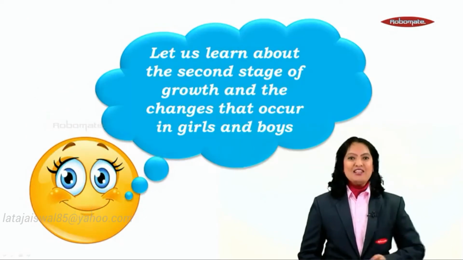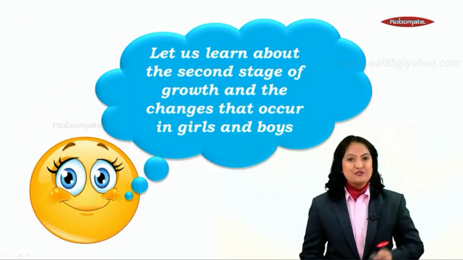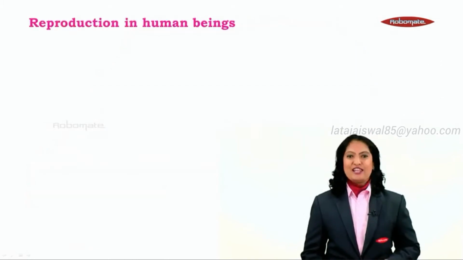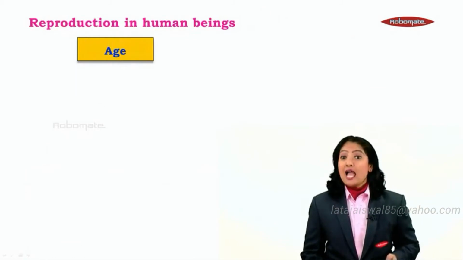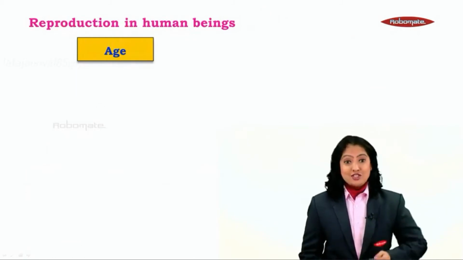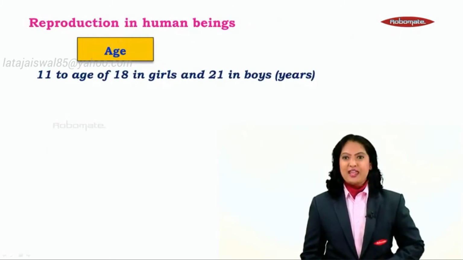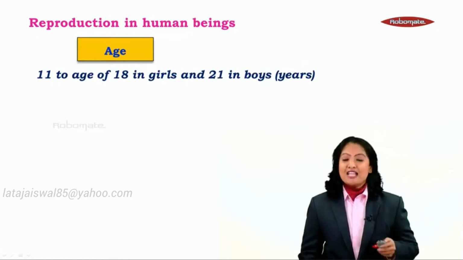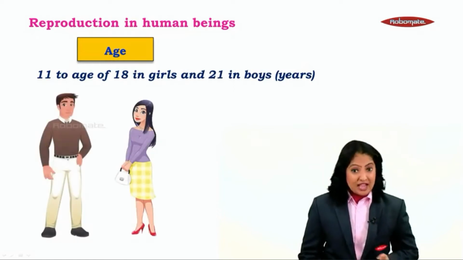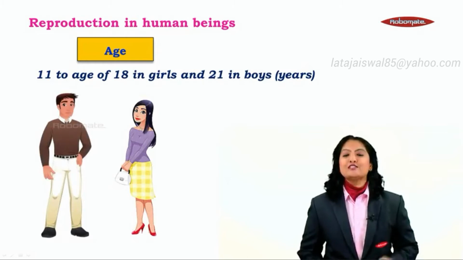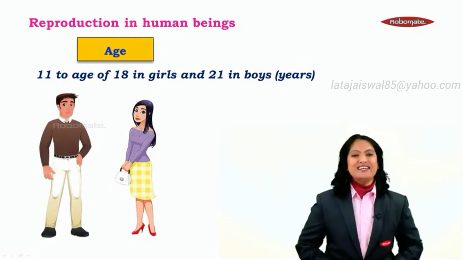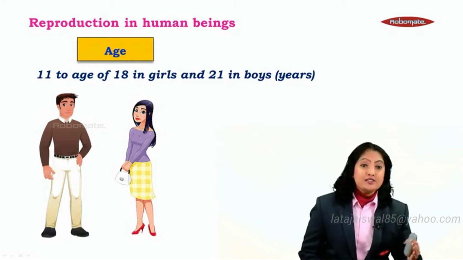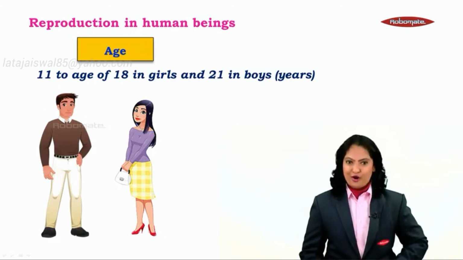Now let us learn about the second stage of growth and the changes that occur in girls and boys. Let's move ahead. What stage does this age come in? It is from age 11 to 18 in girls and 21 in boys. That means this phase for girls is from 11 years to 18 years and for boys it is from 11 years to 21 years. Three years more for boys.